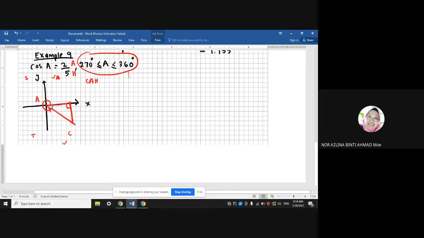So kita ambil reference angle di sini. Okay, ini reference angle untuk A. So adjacent 2, hypotenuse 5. So nak apa nilai ini? Guna Pythagoras theorem, square root of 5 squared minus 2 squared, and this is 25 minus 4, square root 21.